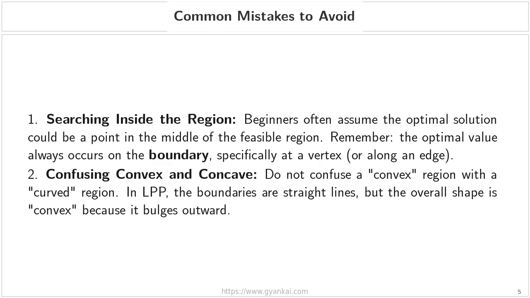Second, be careful not to confuse convex with curved. When we talk about a convex region in linear programming, it doesn't mean the lines are curved or rounded. In fact, as we saw in our bakery example, the boundaries are always straight lines. The term convex simply refers to the fact that any line segment connecting 2 points stays within the region. It is a property of the shape's structure, not the curvature of its edges.